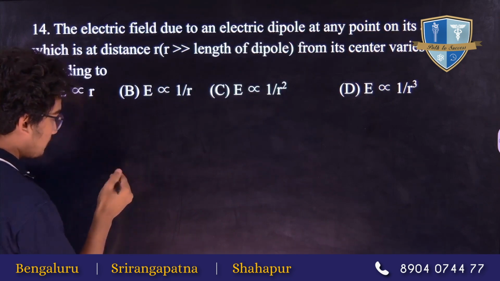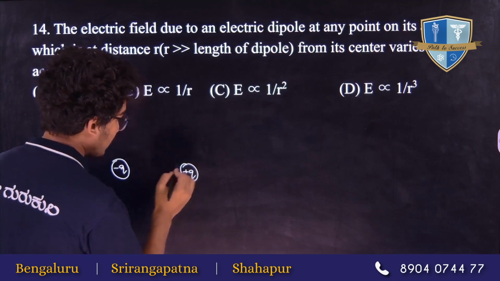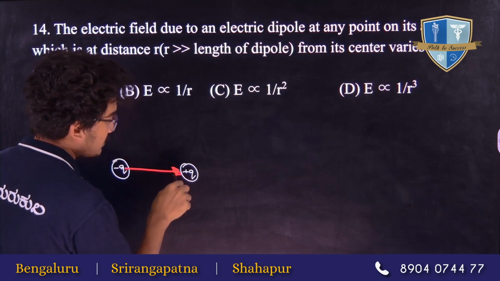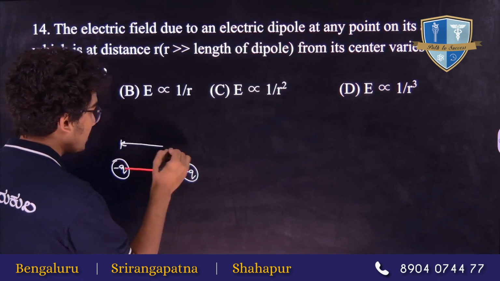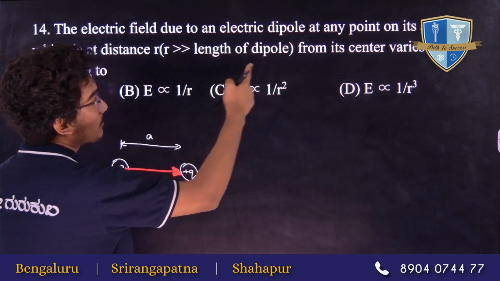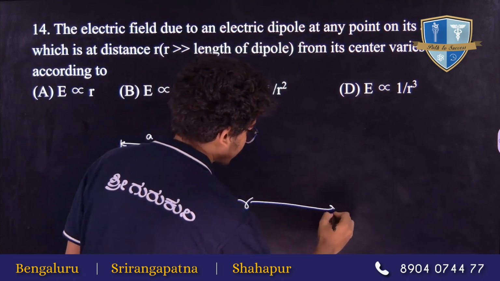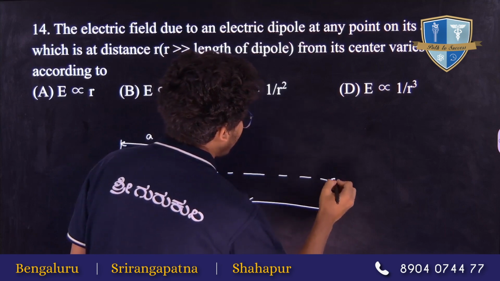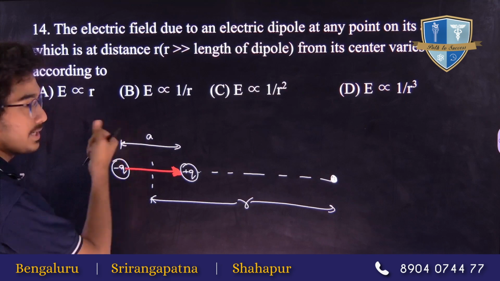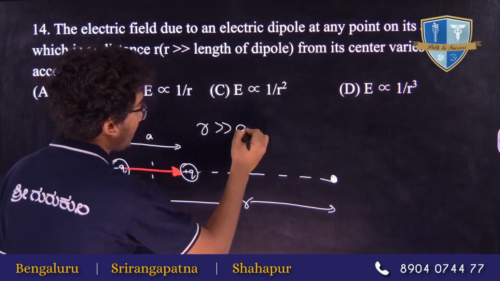So if we have a dipole, this is our negative charge and this is our positive q charge, and this is our dipole. The direction is from negative charge to positive charge, and let's suppose this length is a. And the electric field at distance r from its center, so from the center at some distance r, there is a point. At this point we are supposed to find the electric field, basically how it is related to r. And given in the question, r is greater than a, the length of the dipole.